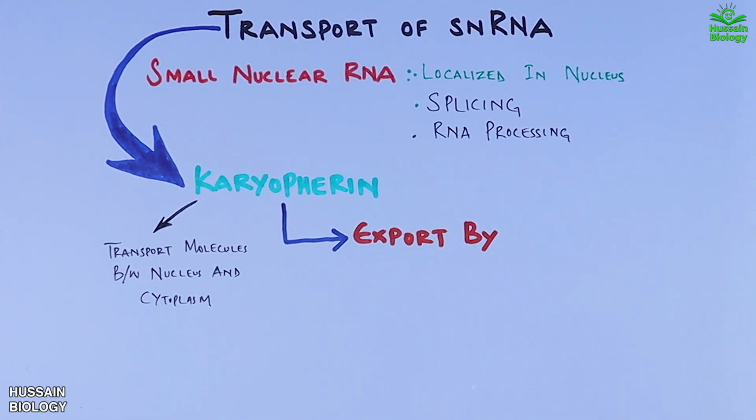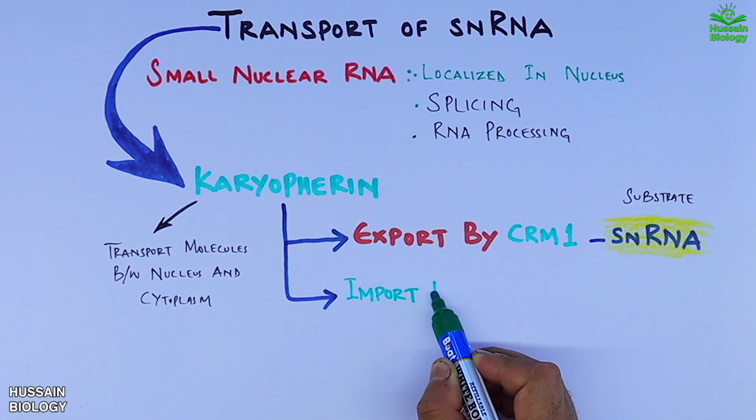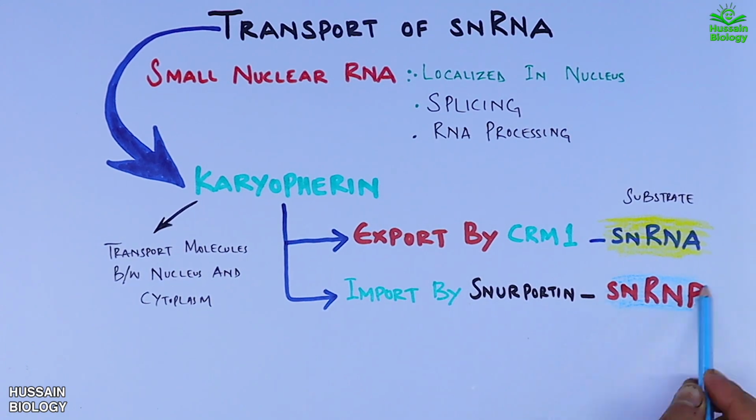We see the export is done by CRM1 proteins, which export the snRNA molecules, whereas the import is done by snRNP1 molecules, which import snRNP molecules.